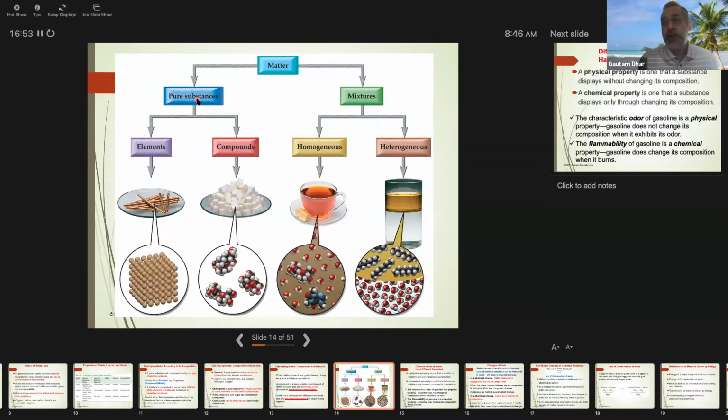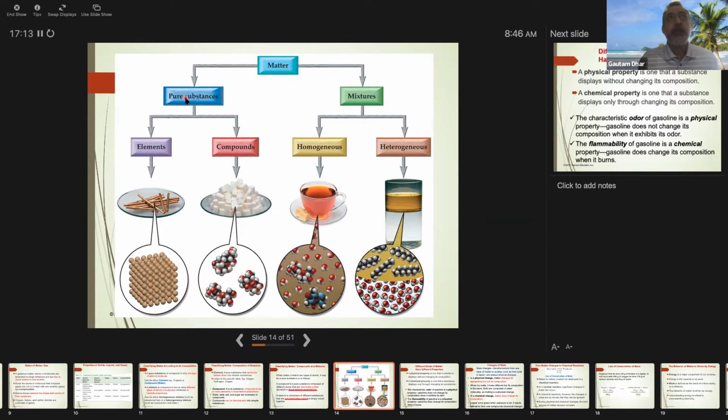They have only one kind of atoms or molecules. If they have only one kind of atoms, we call them elements. If they have only one kind of molecules, we call them compounds. So what are molecules? Molecules are made up of atoms that are chemically bonded. Okay, and you can see some examples here of elements and compounds.